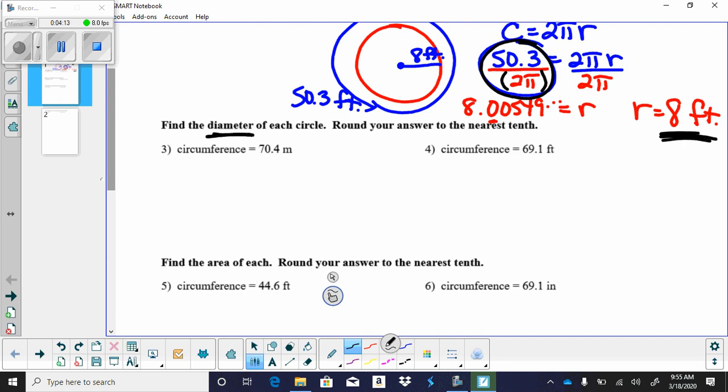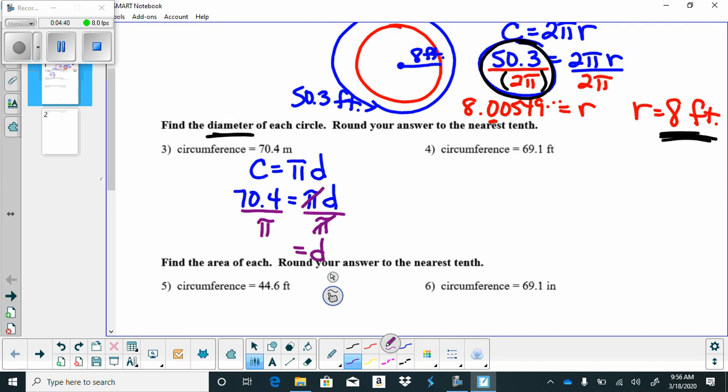This time we're finding the diameter. So I would use the formula C equals pi d. They are giving me the 70.4. This is much easier actually than the first problem, because we're only finding the diameter. All you're going to do is divide by pi to get d by itself. The pi's will cancel out and you just got the diameter by itself, which is what you are solving for.